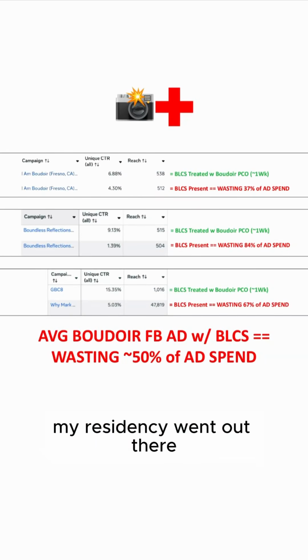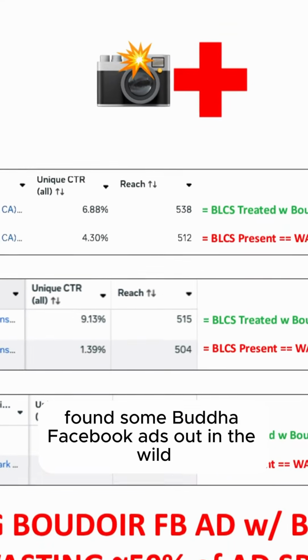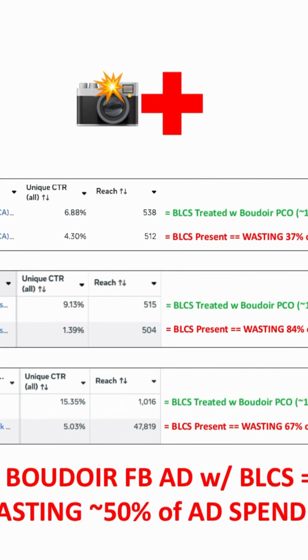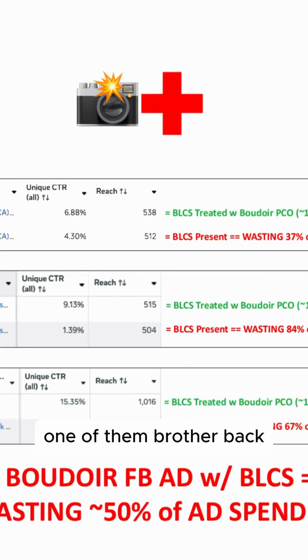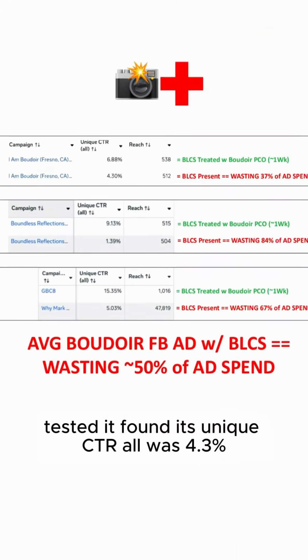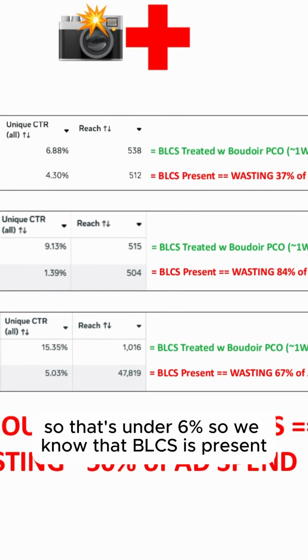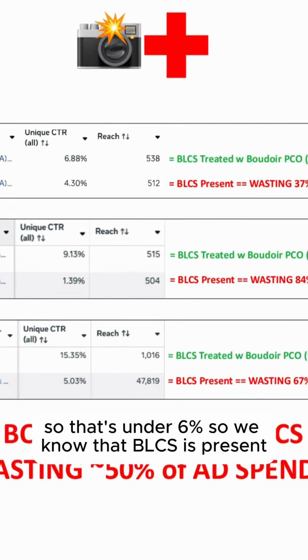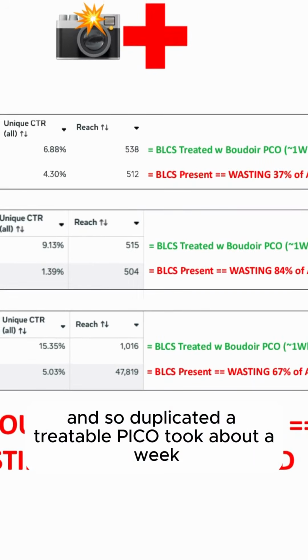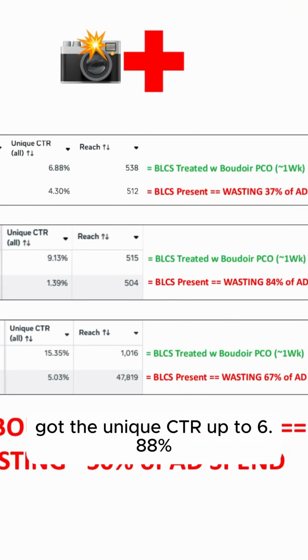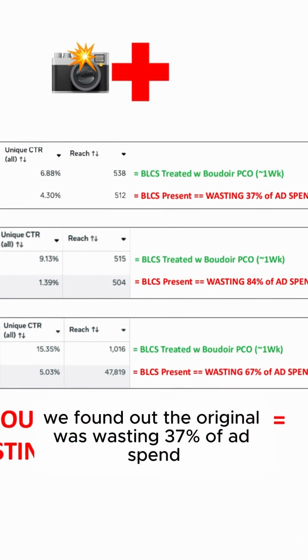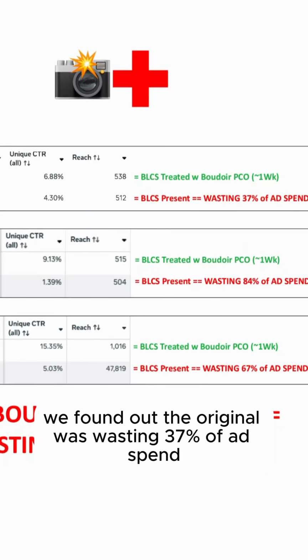Now, my residency went out there, found some Boudoir Facebook ads out in the wild, and brought them back to the hospital. One of them we tested, and found its unique CTR all was 4.3%. That's under 6%, so we know that BLCS is present. So we duplicated it and treated it with Boudoir Pico. It took about a week, and we got the unique CTR all up to 6.88%. So we found out the original was wasting 37% of ad spend.